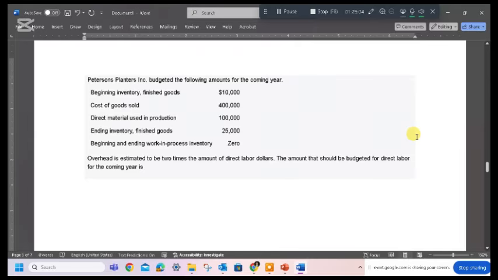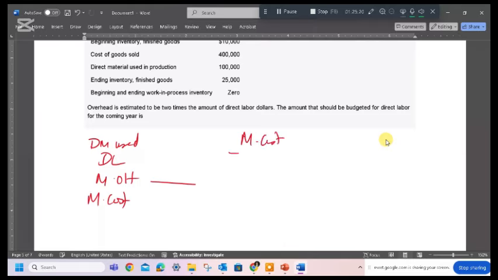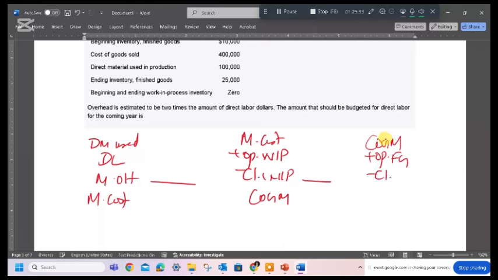Okay, now let's see. What they want is labor. So you know, material used, labor, manufacturing overhead is manufacturing cost. From manufacturing cost, opening work in process, closing work in process is cost of goods manufactured. From cost of goods manufactured, opening finished good, closing finished good is cost of sales. Cost of sales is even cost of goods sold. Cost of goods sold, that is given 400,000.